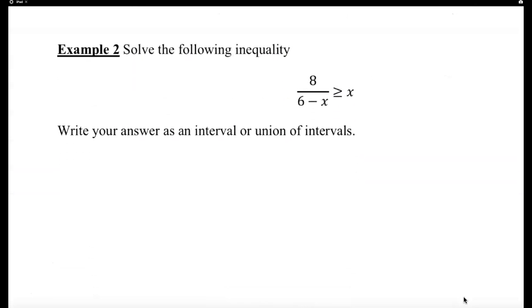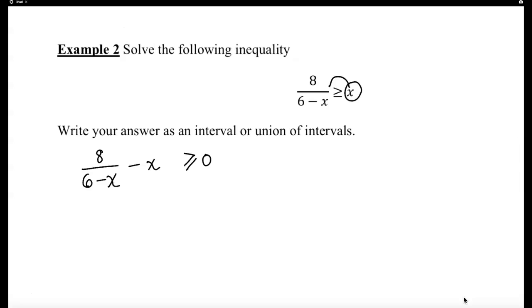So very similar to the first one, what we need to do is move everything to the left side so that we have 0 on the right side. So right now, we have x on the right side. So let's go ahead and subtract x from both sides. I will have 8 over 6 minus x is now greater than or equal to 0. Step number 1 was to move this x to the left side.